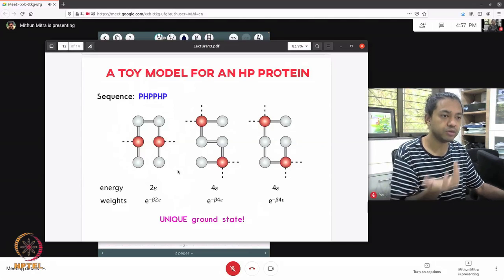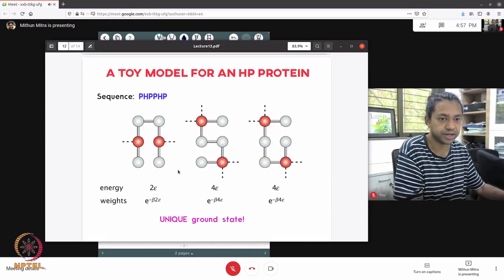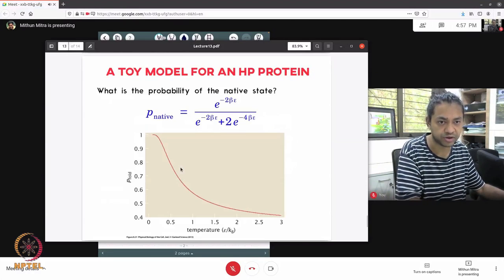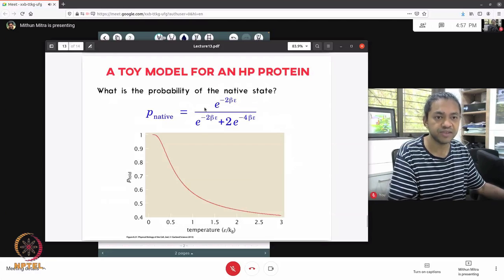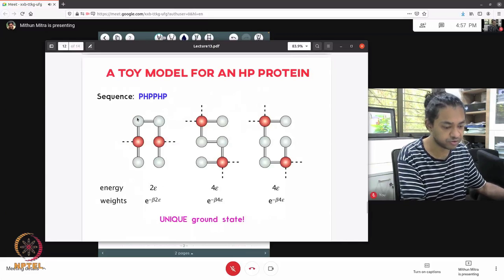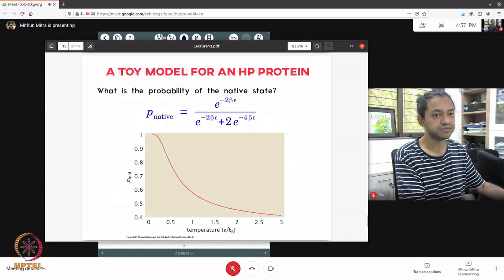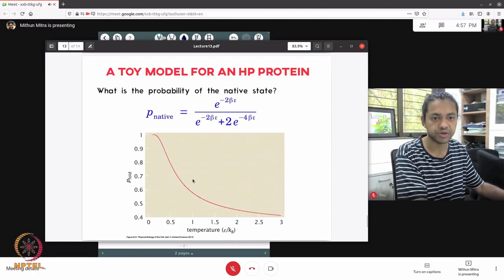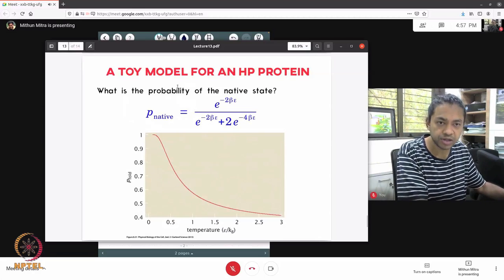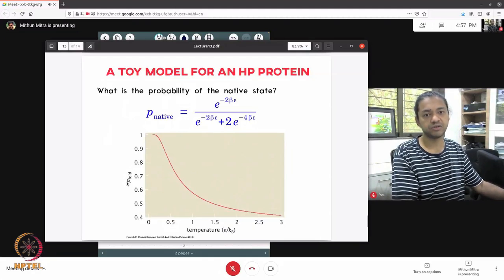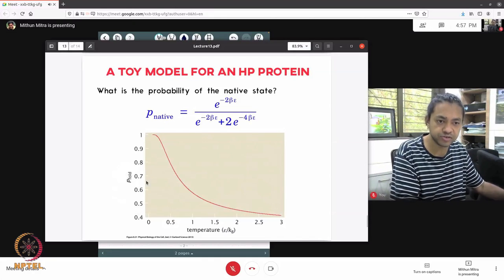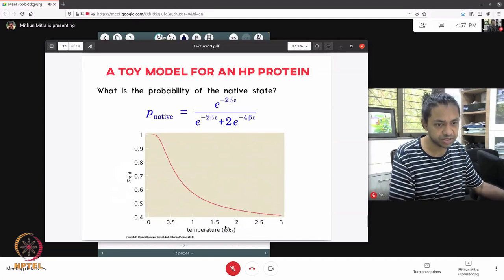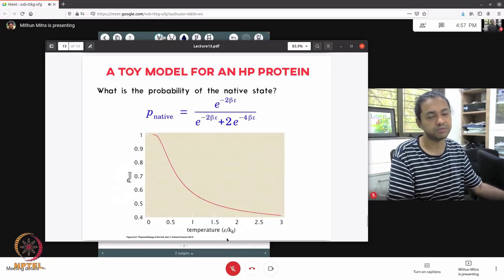And of course, knowing about Boltzmann weights and so on, you can also write down the probability of that ground state as a function of temperature. The probability of this native state, the ground state, is nothing but e to the power of minus 2 beta epsilon, which is the Boltzmann weight of this pi structure, divided by the partition function, which is the sum of the weights of all of these three conformations. And if you were to plot the probability of this folded state or native state as a function of temperature, where temperature is measured in units of epsilon by kB.